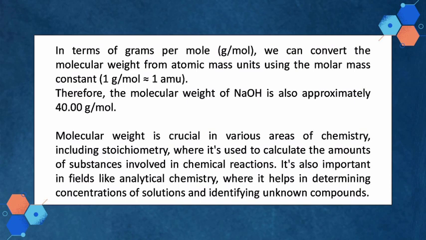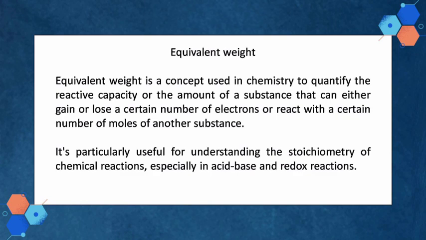Molecular weight is crucial in various areas of chemistry, including stoichiometry, where it's used to calculate the amounts of substances involved in chemical reactions. It's also important in fields like analytical chemistry, where it helps in determining concentrations of solutions and identifying unknown compounds. Third is equivalent weight.